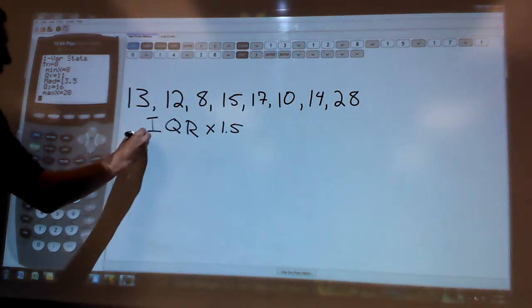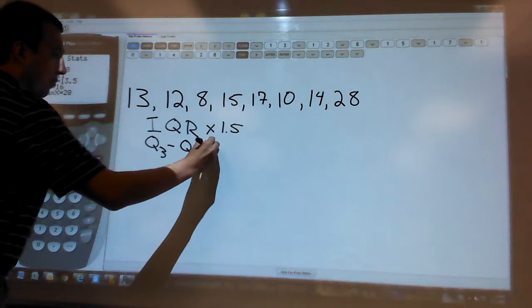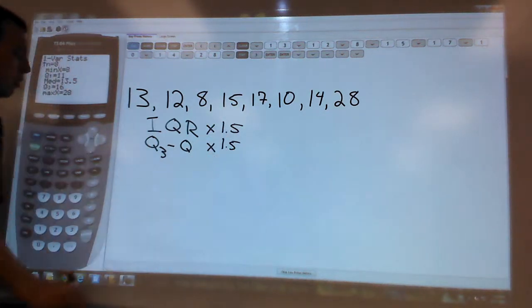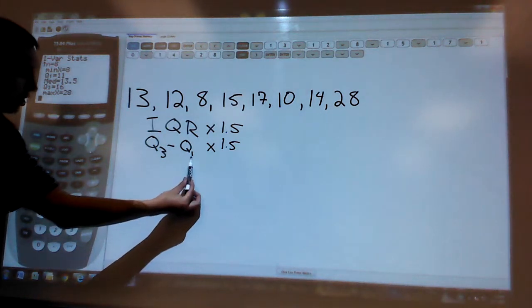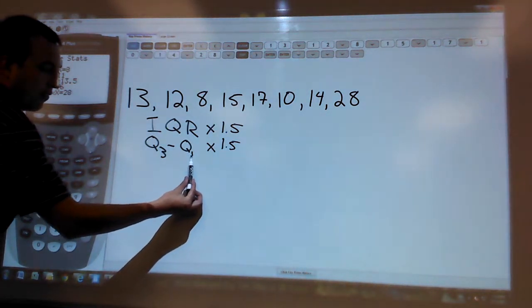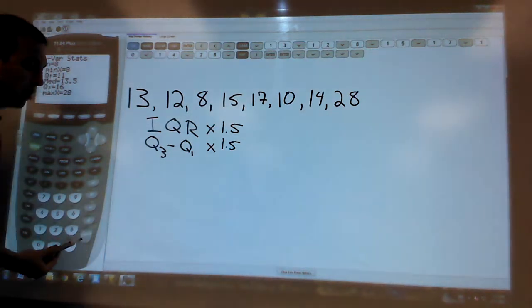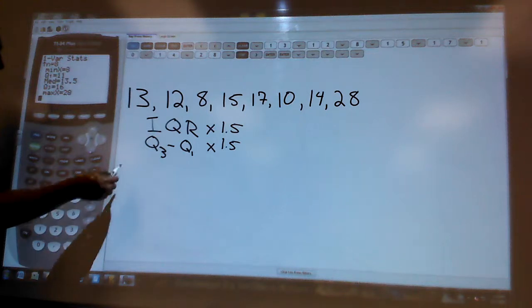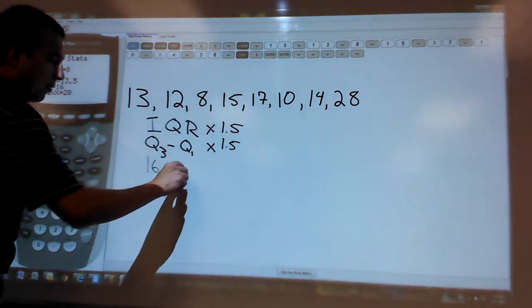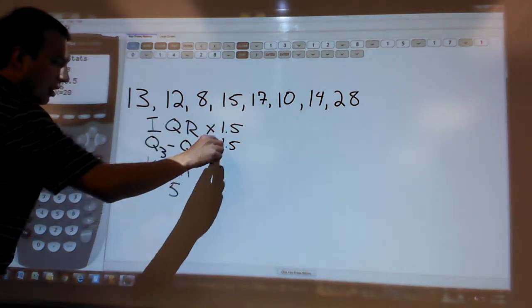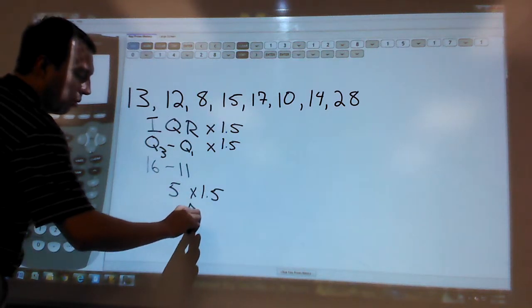IQR is the distance between quartile 3 and quartile 1. It's a measure of spread. Remember, quartile 1 is approximately the 25th percentile, and quartile 3 is the 75th percentile. It's the middle 50%. Quartile 3 is 16, quartile 1 is 11, so the IQR is 5, and then I'm supposed to multiply that by 1.5, and I get 7.5.